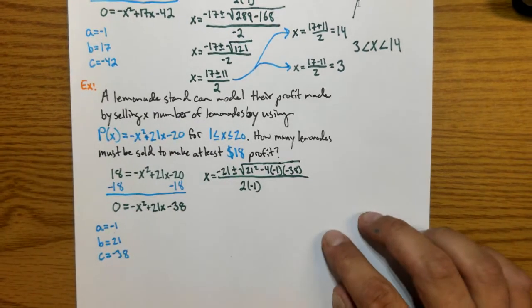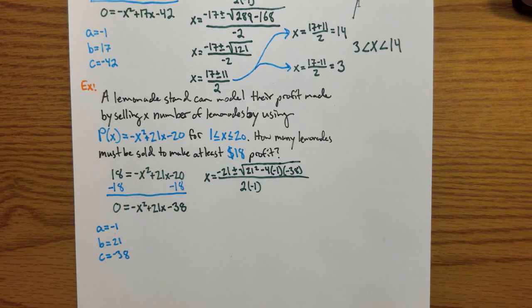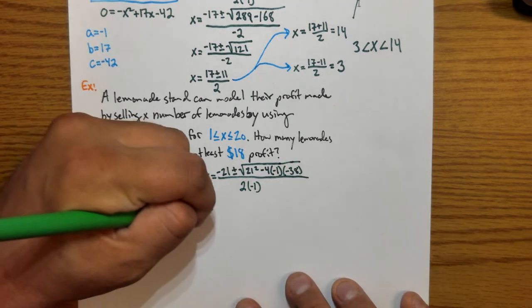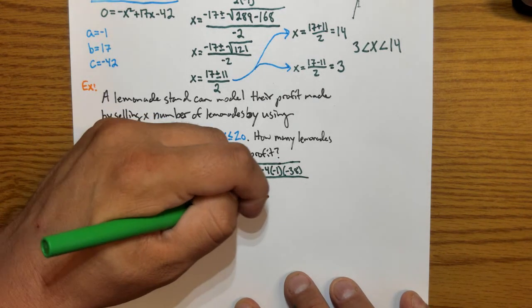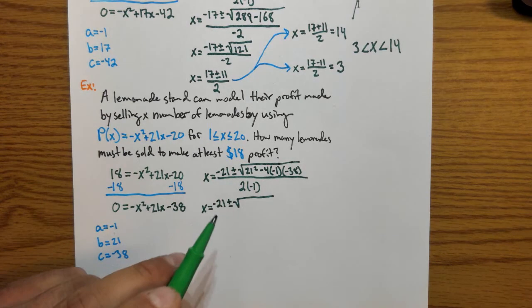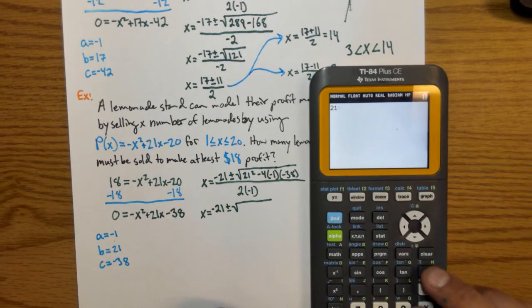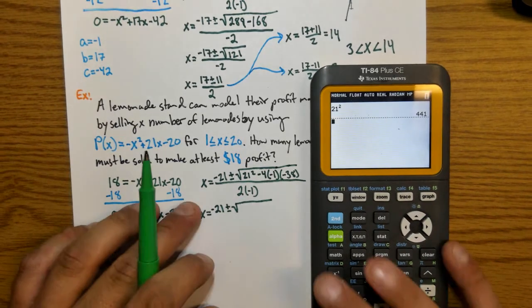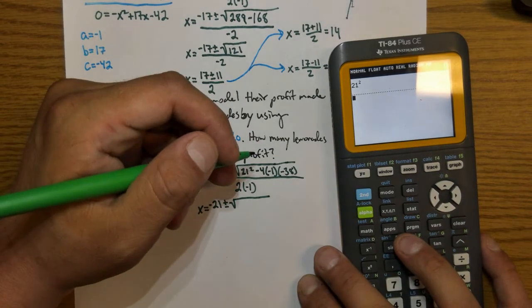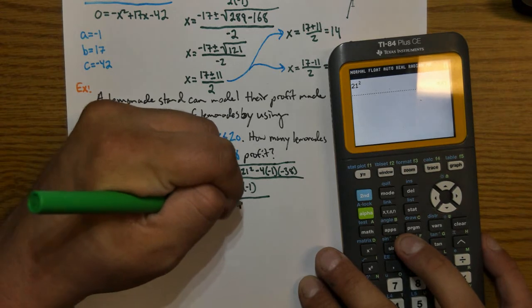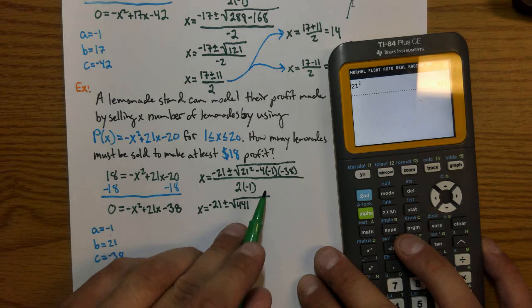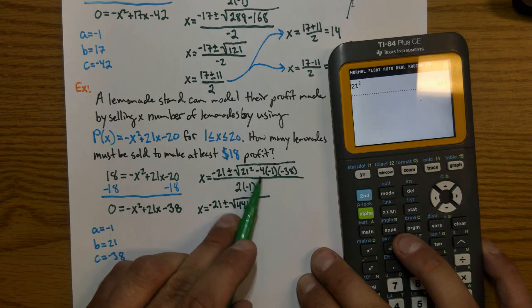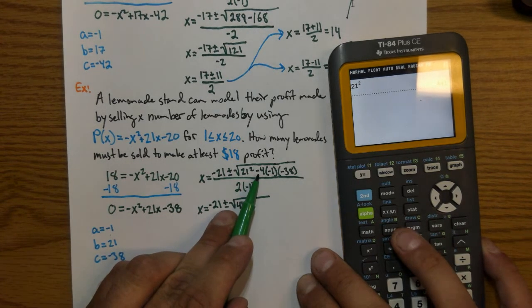Boy, these things are really ugly when you first plug everything in, aren't they? But they do get a lot nicer. So we're going to simplify this. Negative 21 plus or minus the square root of 21 squared, and yeah, I'm using my calculator for this one, 21 squared, 441. Huh. That's okay. I'll tell you why that's interesting in a second.